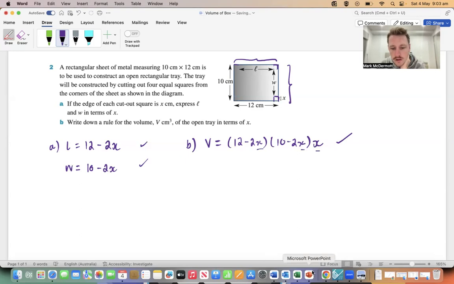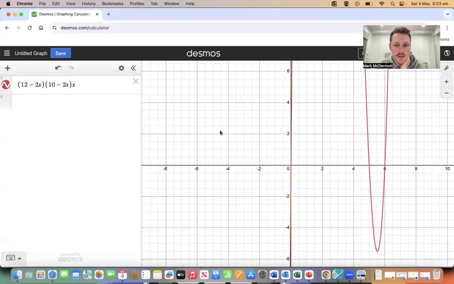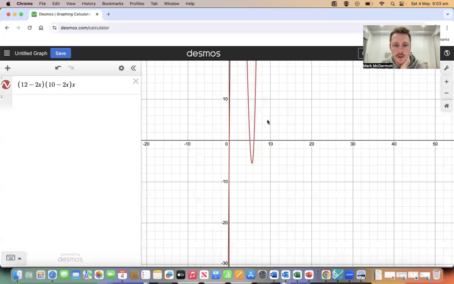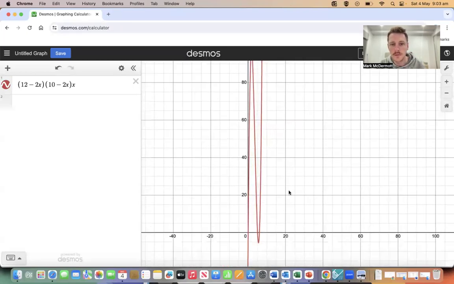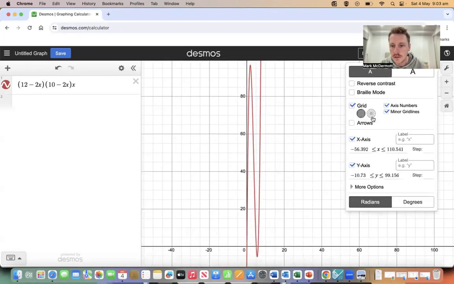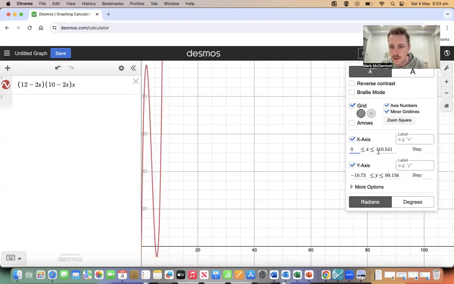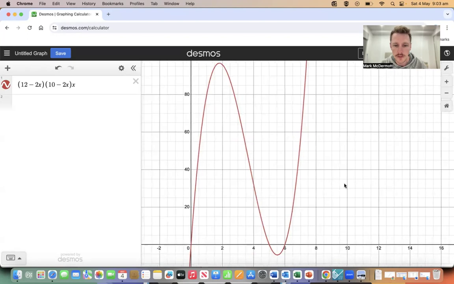So then what you can do is you can go and graph it. So if we go over here and we graph it, and then maybe zoom out a bit, it's going to be quite narrow. So when you graph it on your CAS or on Desmos, you might need to change the axes. Let's go from 0 to 20. That looks a little bit better.